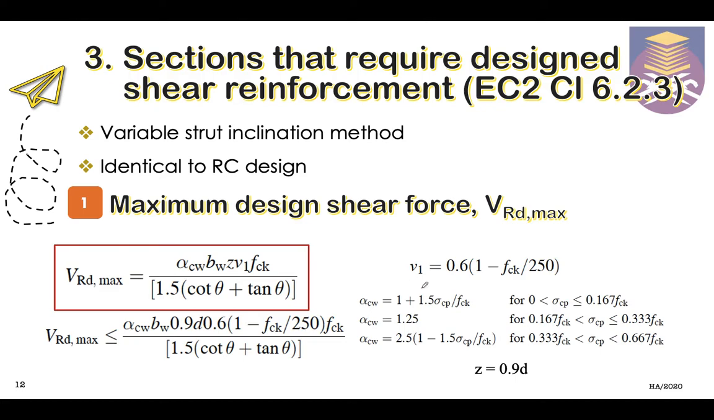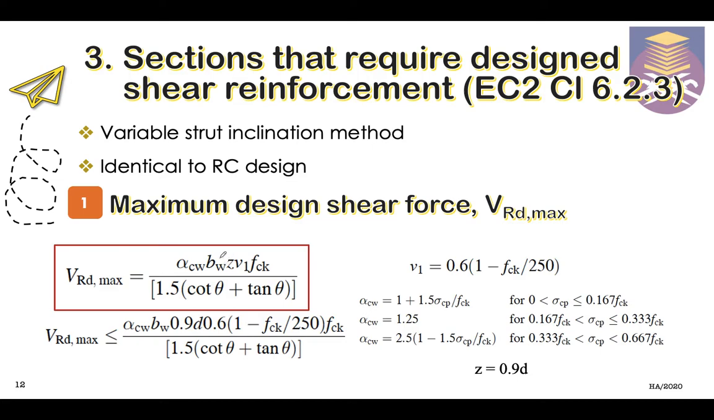As for the value that we have used previously, now we are going to consider the stress that is due to the pre-stressing force. So this is the equation. VRD,max is equal to alpha CW, and this alpha CW will be based on these conditions. We have the comparison between FCK values. We need to calculate this first in order to determine in which range our value of sigma CP is placed. From there we can determine the alpha CW value.